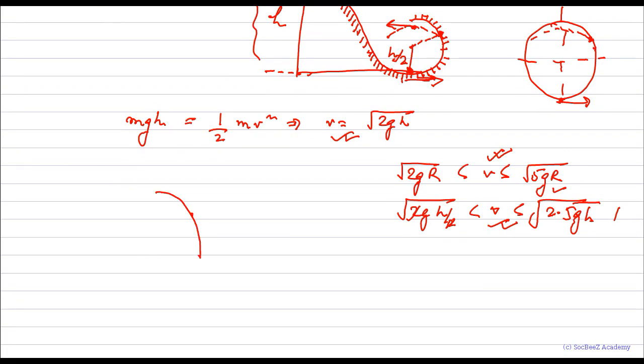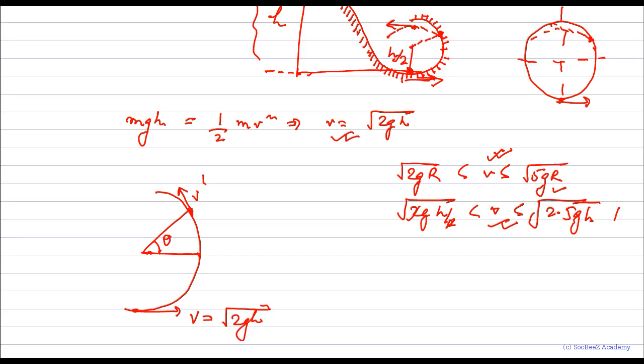The angle made with the horizontal is, let's say, theta, and at this particular point the velocity which the particle had, let's say, is v dash, and at this particular point it had a velocity of v, which is equal to root over 2gh. Fine. Since the whole path is frictionless, the energy is going to be conserved.